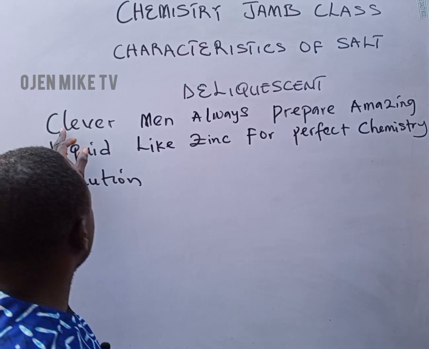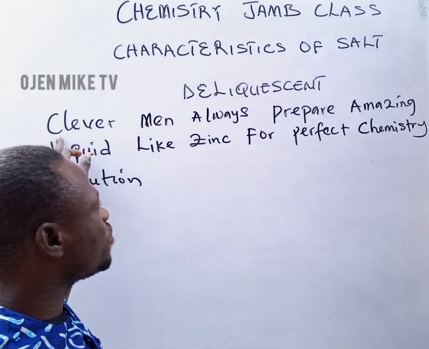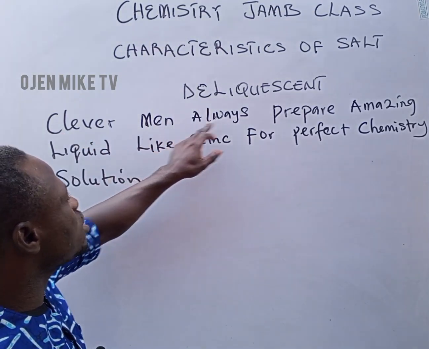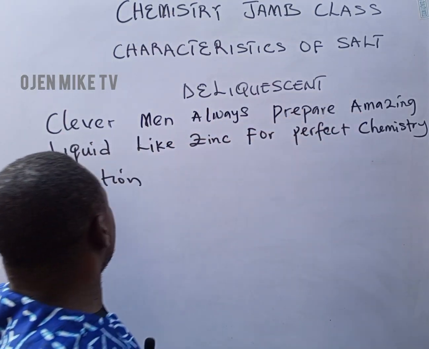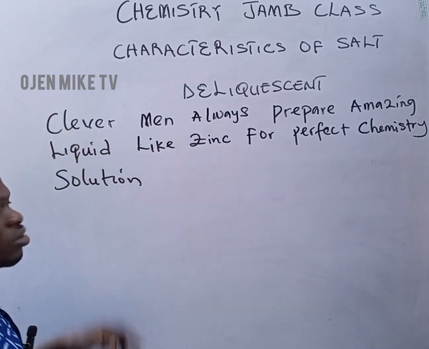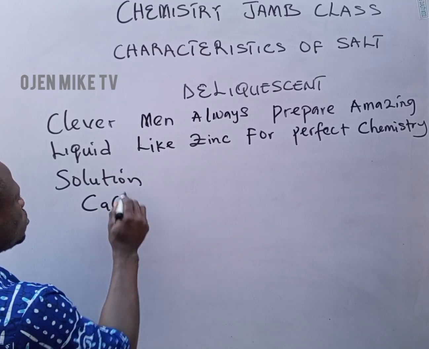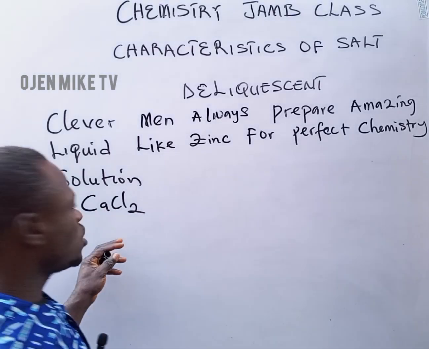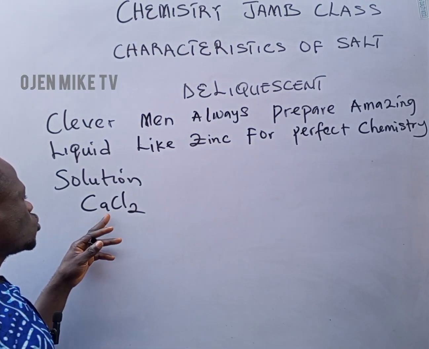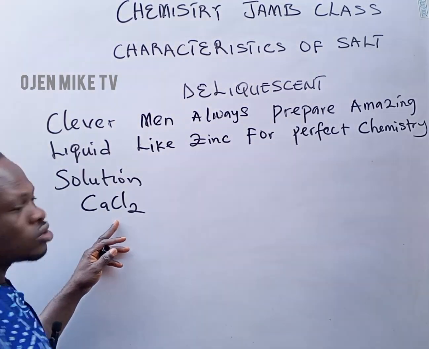Now, what does clever stand for? See here, we're only looking at the first letter of every word. Like now, we are looking at C, M, A, P, A, L, Z, F, P, C, and what? S. So let's start with C. C here stands for calcium chloride. Calcium chloride is a deliquescent substance. When you expose this substance to air, it will absorb moisture and turn to solution, turn to liquid.